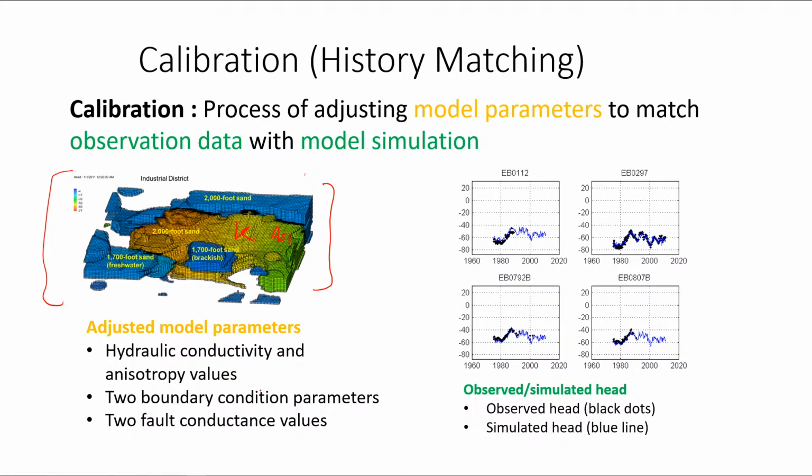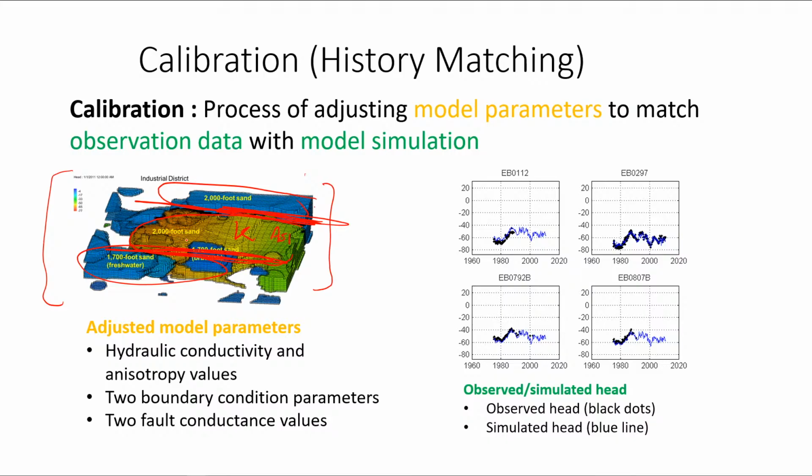So two boundary condition parameters, and maybe another one here and one here. I just raise them up and down by a factor, because I don't know their exact value. I know their pattern, how they look, but I don't know their exact value. So two boundary conditions, two fault conductances. You see here, I have one zone here, and then there is a fault here, and then a zone here, and then there is a fault here, and I have another zone here. So the conductance at this fault and the conductance at this fault are unknown.